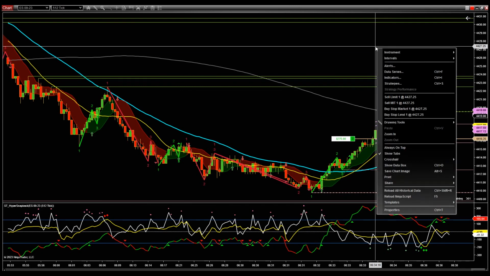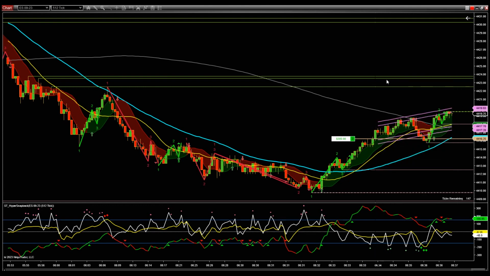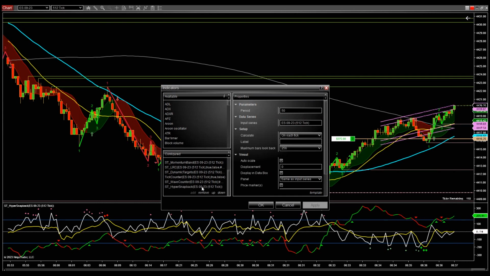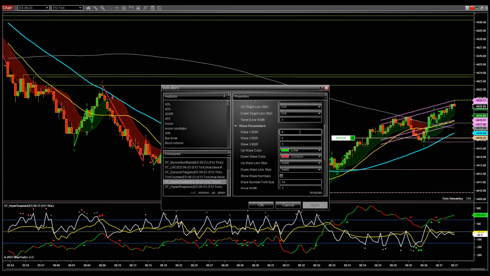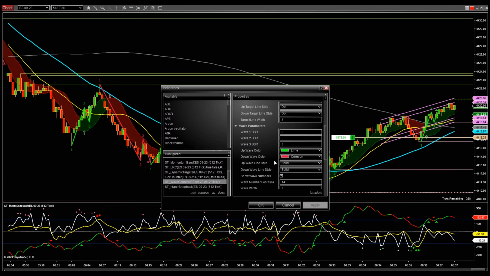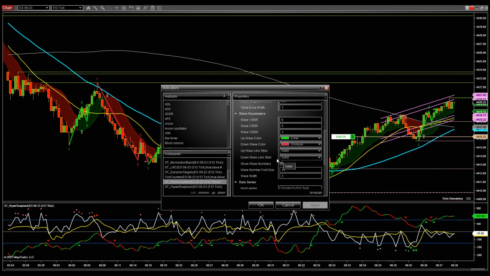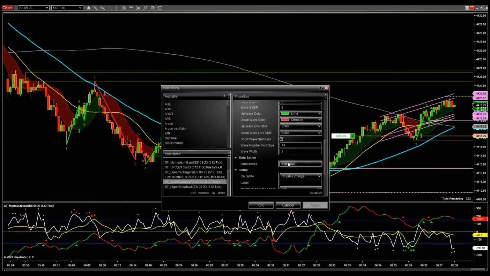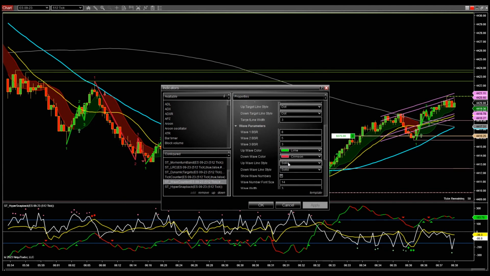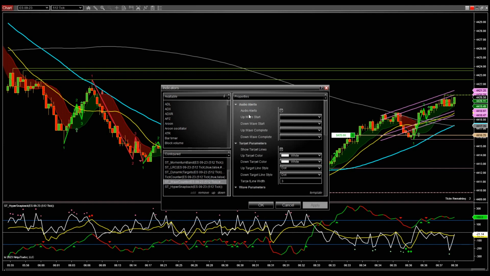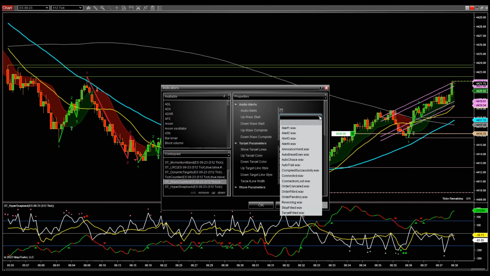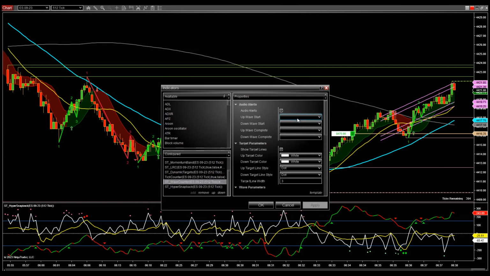So let's look at some of the parameters really quickly of the study. Here's a wave counter. And then you can see the different wave parameters, up colors, what we have. You can actually change that. Here are our different alerts, up wave, different wave sound you actually put on.